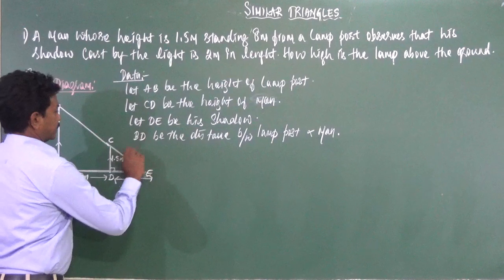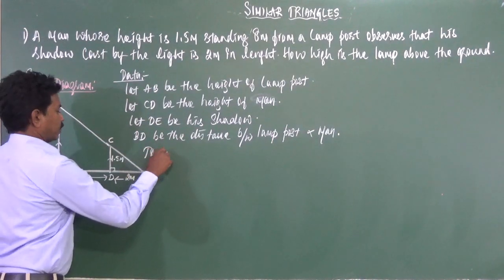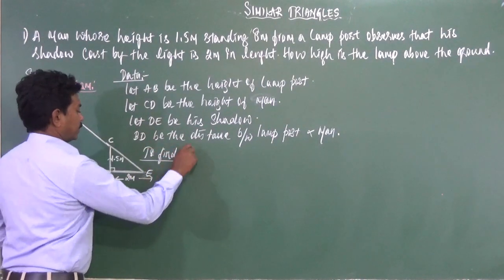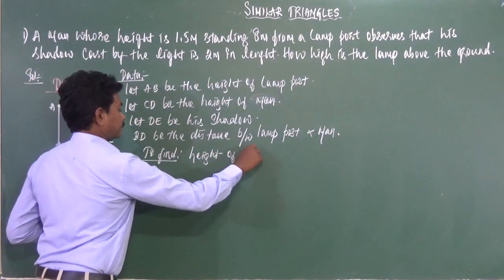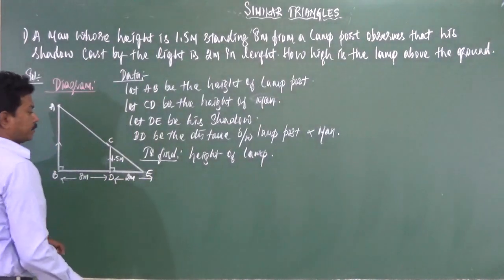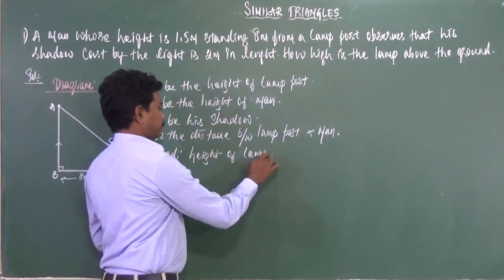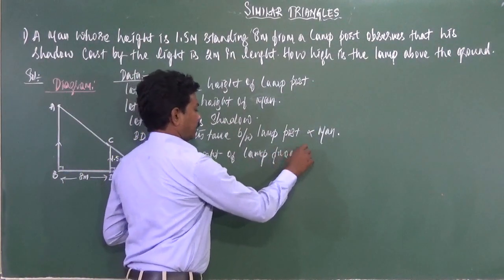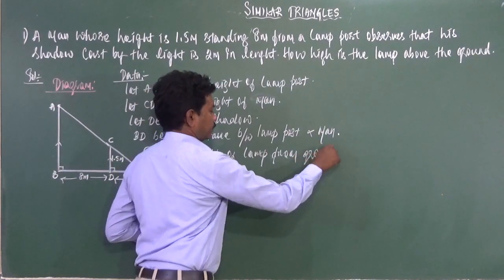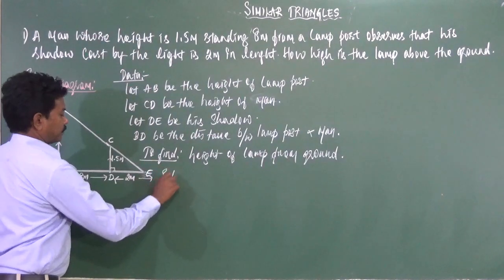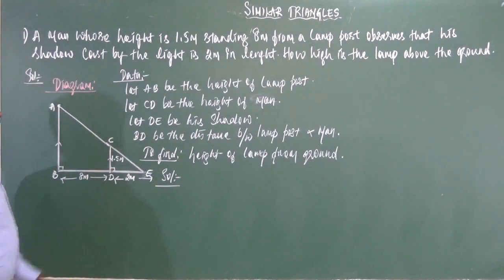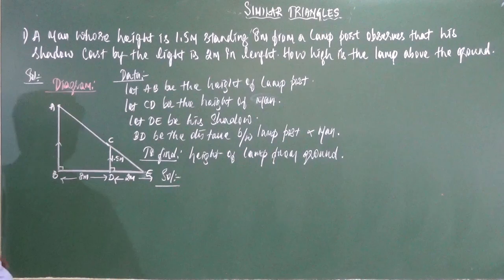Now what you have to find here: you have to find the height of the lamp from the ground. Okay, very nice. So let us get into the solution here. Very important, this plays a very important role now.